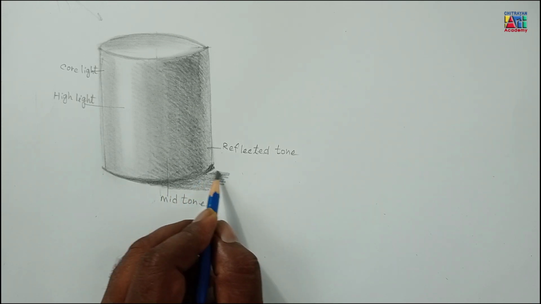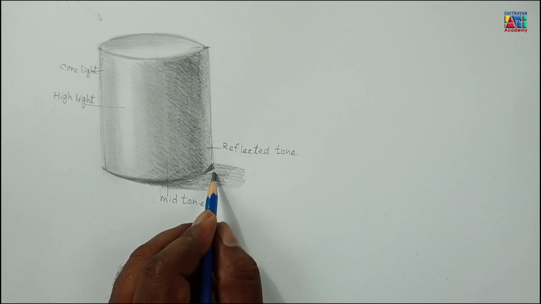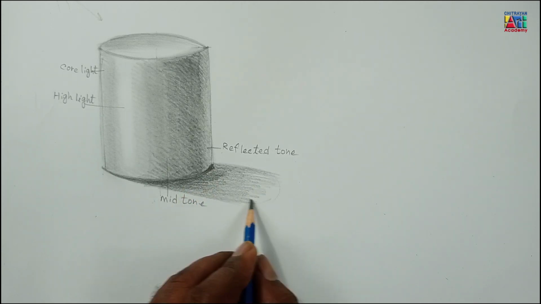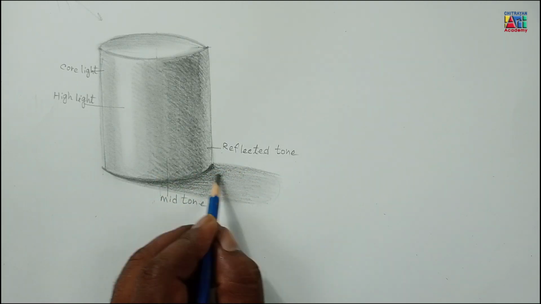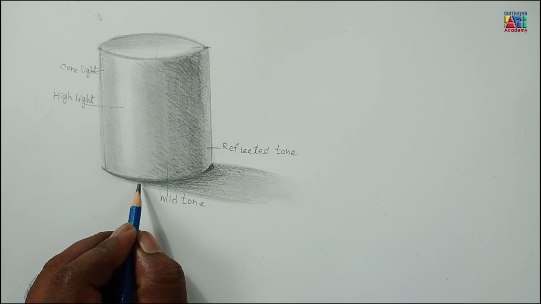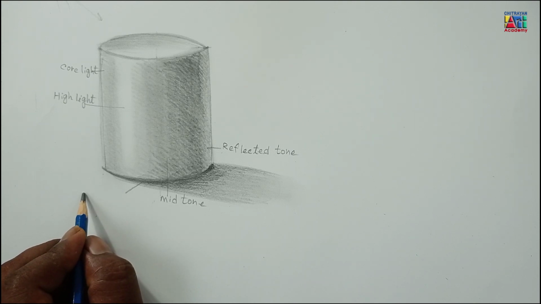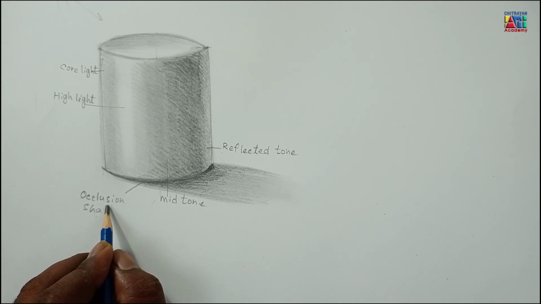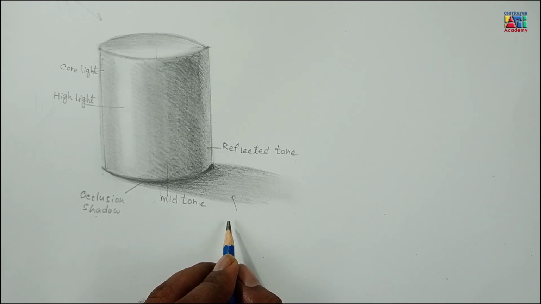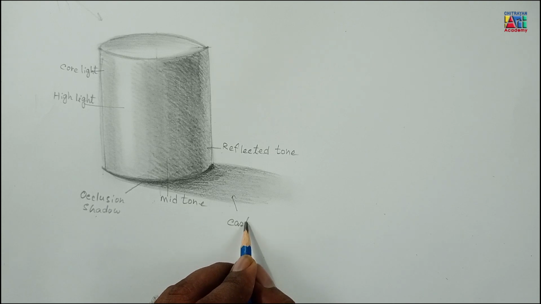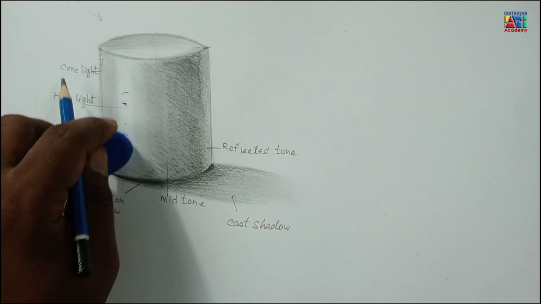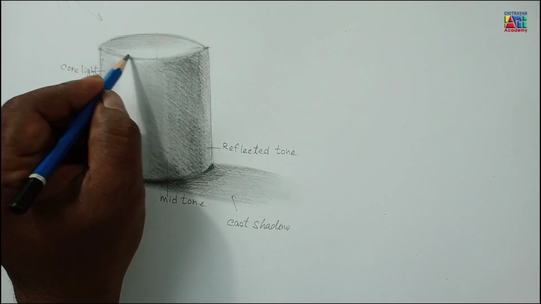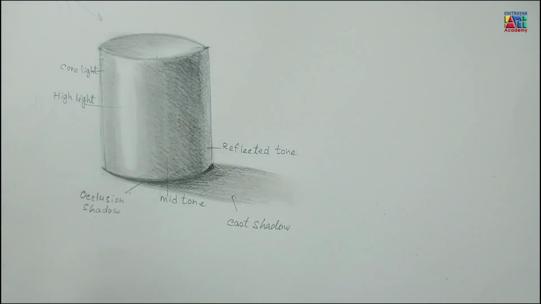Then we draw the cast shadow. The darker shadow area is occlusion and this is cast shadow. We make sure of the highlight. We make the highlight portion with the help of an eraser.